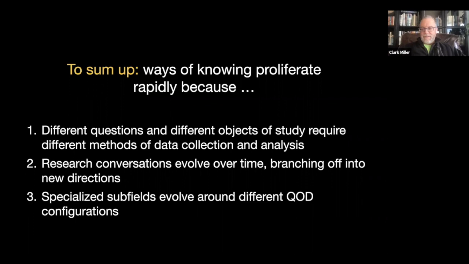So the second reason that ways of knowing proliferate is because research conversations evolve over time, branching off into new directions. And those new directions often require us to make advances in methodology in order to answer the new questions. They require us to realign our QODs. And then finally, specialized subfields evolve around different QOD conversations.